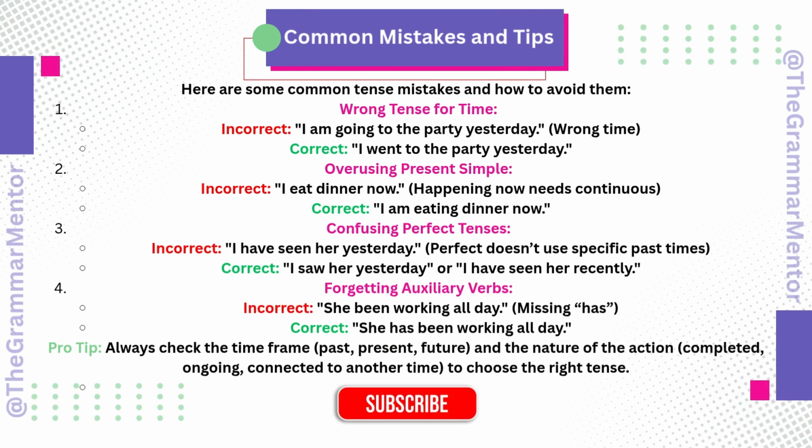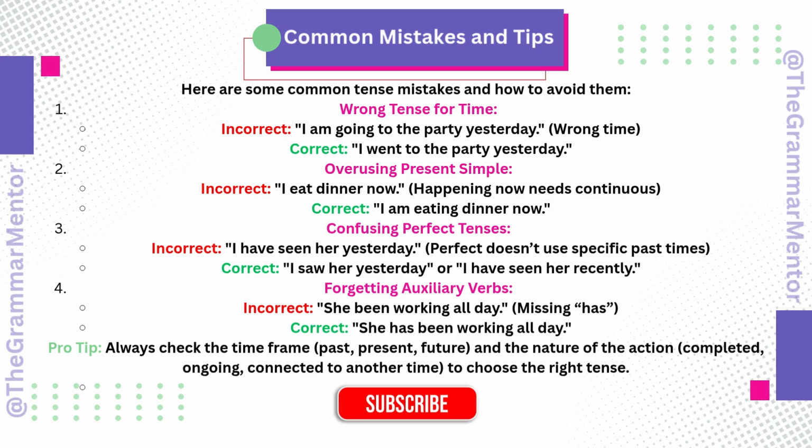Common mistakes and tips. Here are some common tense mistakes and how to avoid them. Wrong tense for time. Incorrect: I am going to the party yesterday. Wrong time. Correct: I went to the party yesterday. Overusing present simple. Incorrect: I eat dinner now. Happening now needs continuous. Correct: I am eating dinner now.